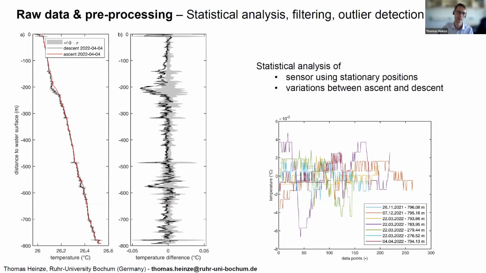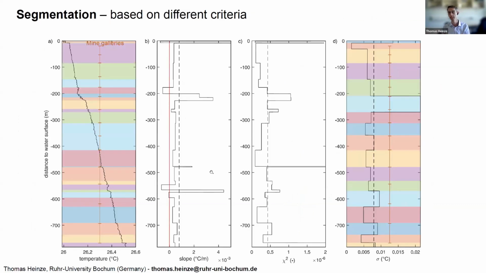And based on that analysis, you can look at something like a 3 sigma noise level, determine outliers and so on. But this is very much part of the pre-processing. With this, we then feed a segmentation algorithm.